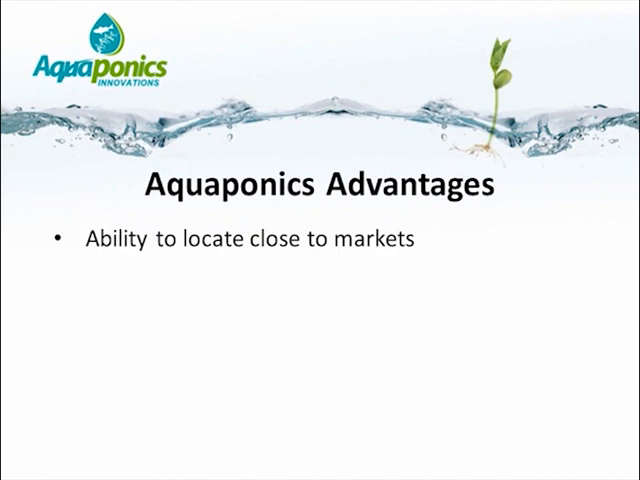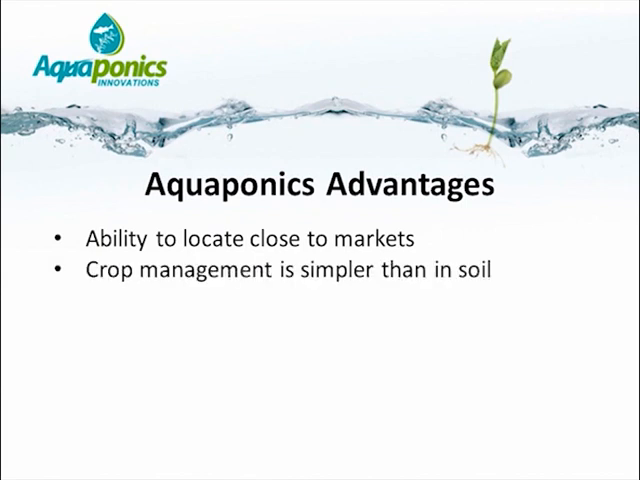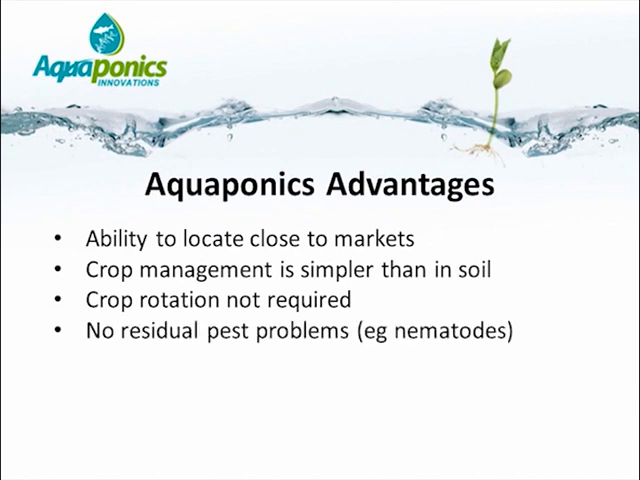We have the ability to locate our aquaponics facility close to the markets because of its low footprint, low water consumption, and appropriate appearance. Crop management is far simpler than with soil crops, and crop rotation is not required. We do not have residual pest problems in aquaponics, such as nematodes. There is no weeding required. The occasional seed may blow in, but in essence, there are no weeds in an aquaponics system.